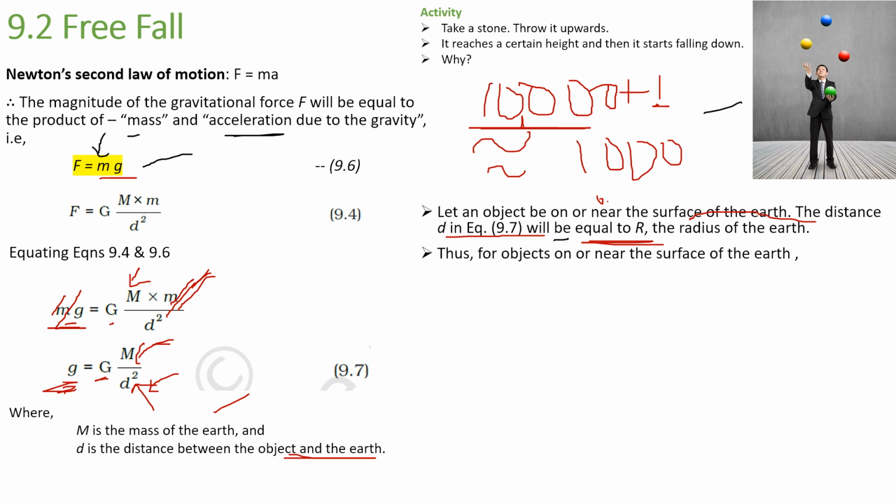So I'll simply replace d with r, the radius of the Earth. Thus, for objects on or near the surface, if it is on the surface, the extra is 0. If it is 1 or 2 meters, I can ignore it.